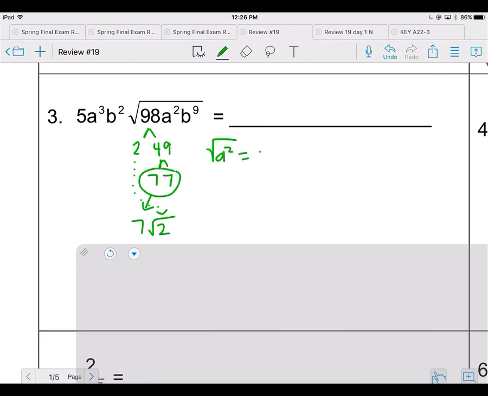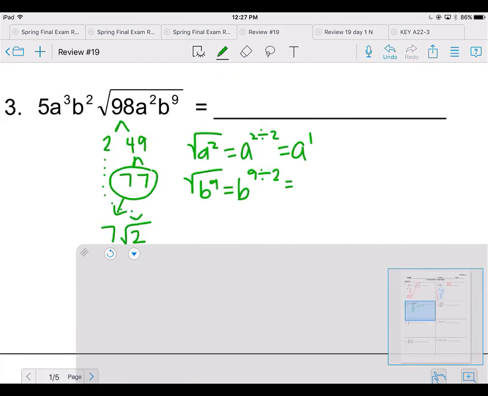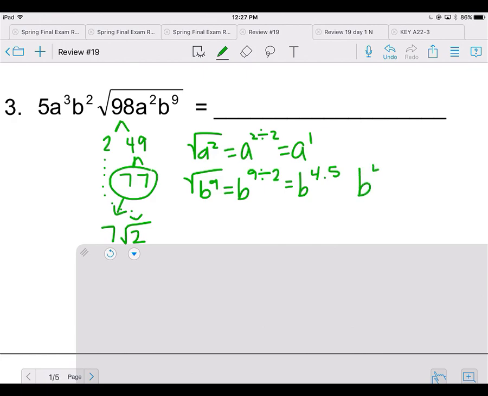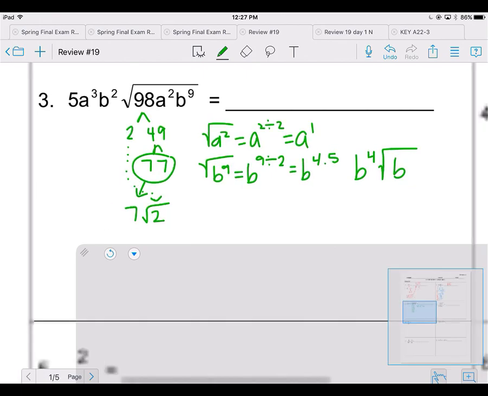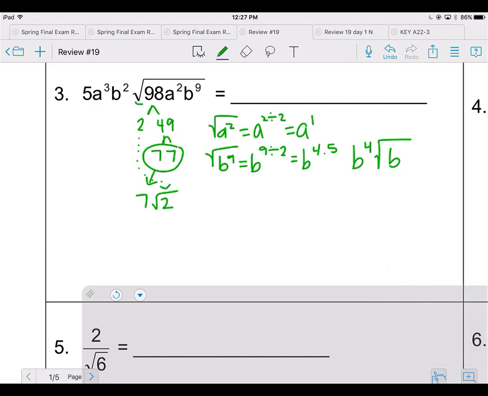The square root of a squared, we take that exponent and divide by 2, and we get 1. That exponent is even, so all of the exponents will come out. B to the 9th, 9 divided by 2 is 4.5. So 4 go outside, 0.5 means there's 1 left inside. So simplifying the square root of 98a squared b to the 9th, I have 7 on the outside, a to the 1 on the outside, and b to the 4 on the outside. Inside the square root, I have 2 and b.